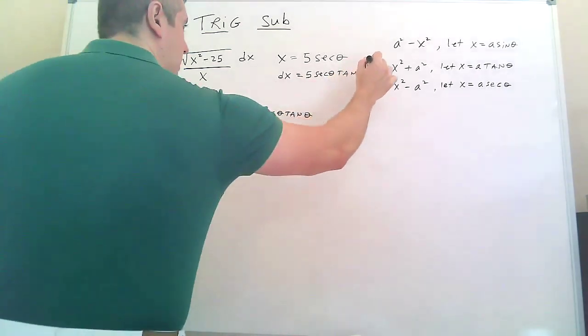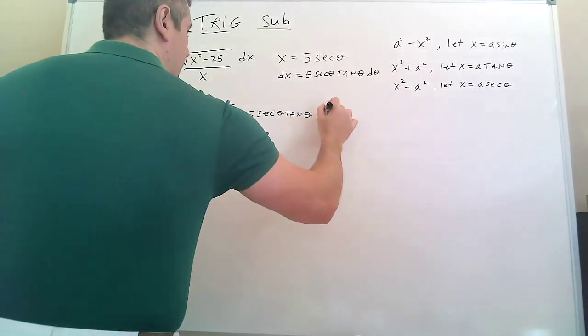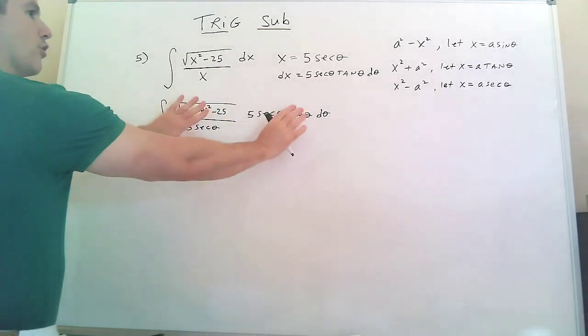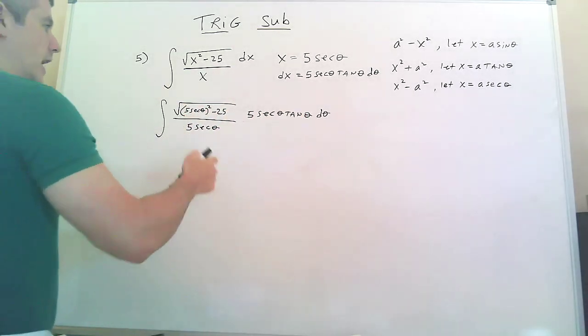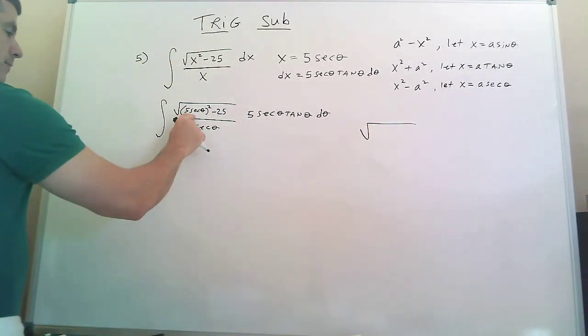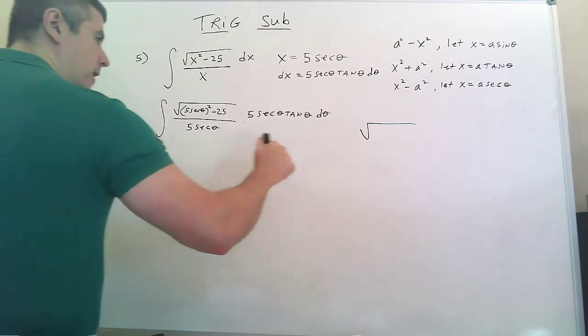Oh, I forgot my d theta. It doesn't look right without it. Even I forget it, but it needs to be there, right? Remember, this is a derivative. You're finding an antiderivative. So now, again, I'm going to do my work on the side. I'm going to square that, right? So it's 25 secant squared.